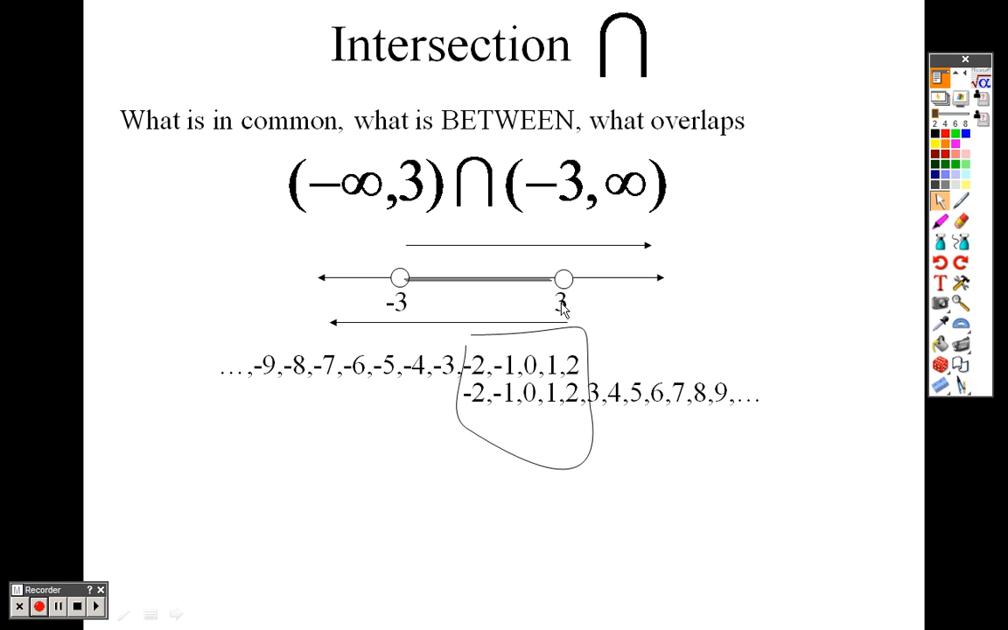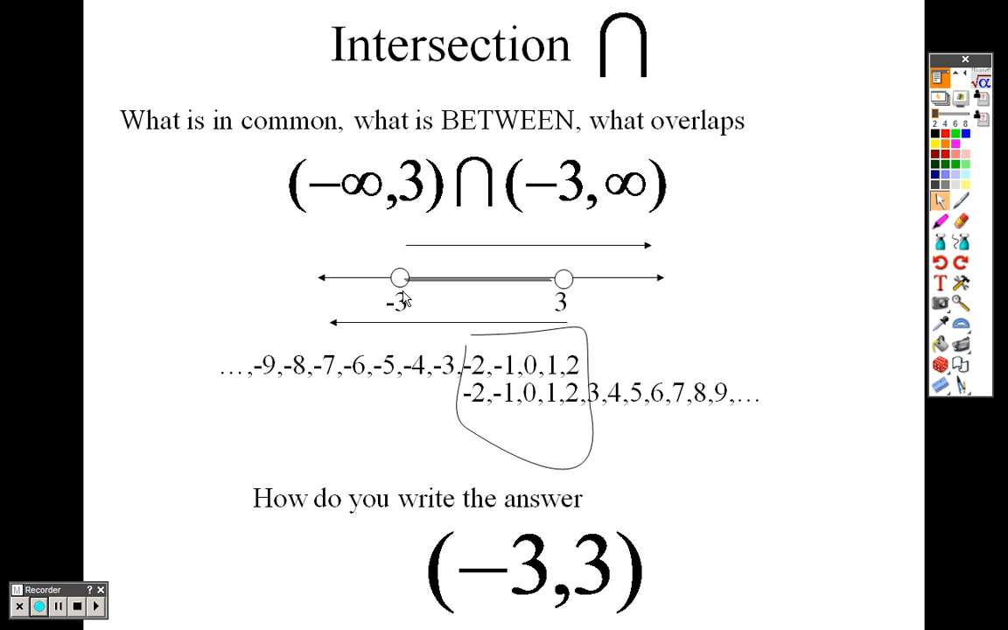But anyway, what we're saying is it's what overlaps. It's between these two areas. So to write the answer, I only want to write what's in the middle, what's in between -3 and 3. The reason I kept the curvy brackets is because I had curvy brackets up here. It's what's in between -3 and 3.